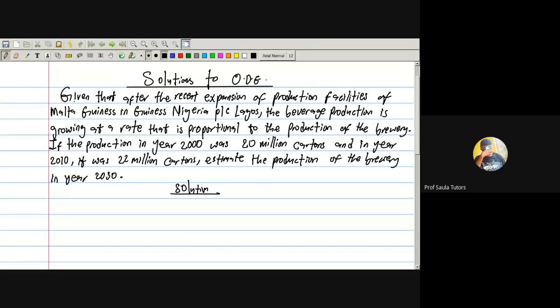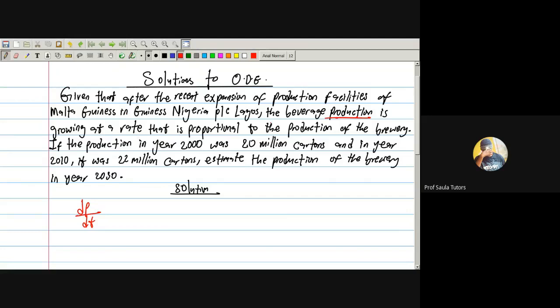Now let's go. They said, given that after the recent expansion of production facilities of Malta Guinness in Guinness Nigeria PLC Lagos, the beverage production is growing at a rate that is proportional to the production of the brewery. Now, look at that statement. They say the beverage production is growing. If I want to represent the growth of this production, I'll say dP/dt. This is the growth rate altogether, the rate at which the production is growing.